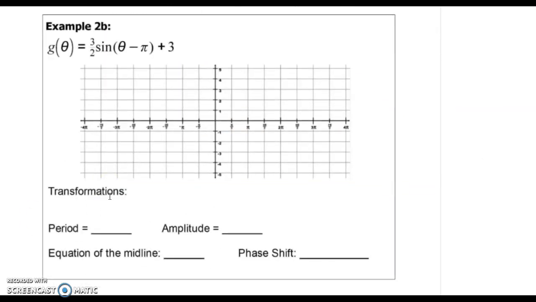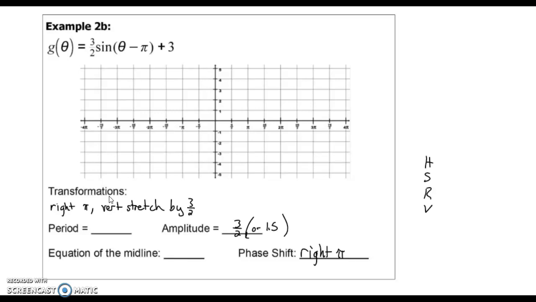Okay, so example 2b. Let's start with our transformations. Remember, when we write these out, we have our HSRV abbreviation, so horizontal translations first. It moved to the right pi, so it did have a phase shift. The phase shift was right pi. That's going to change kind of where it starts. I'll show you what that means in just a second. Then it had a vertical stretch by 3/2, which is the same as 1.5. So that changes our amplitude to 3/2 or 1.5.